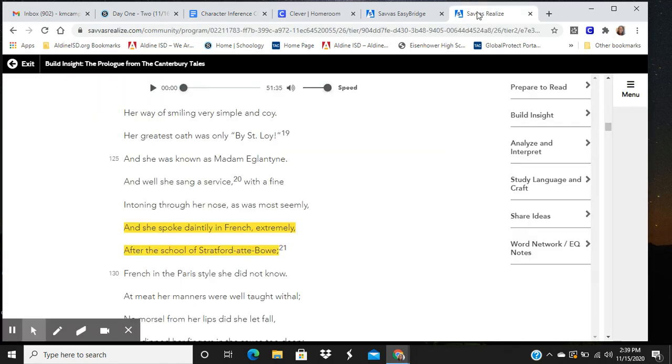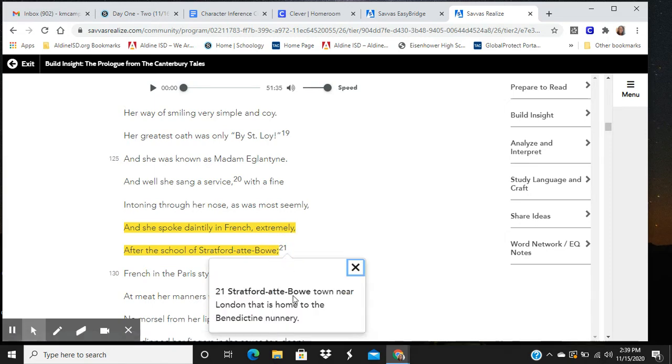So I went to the online textbook, and I highlighted the lines. And so it says here, "and she spoke daintily in French extremely after the school of Stratford at Bowie." And if I click here, because I have no idea what Stratford at Bowie is, it says that this is a town near London that is home to the Benedictine nunnery. A nunnery is a school for nuns.